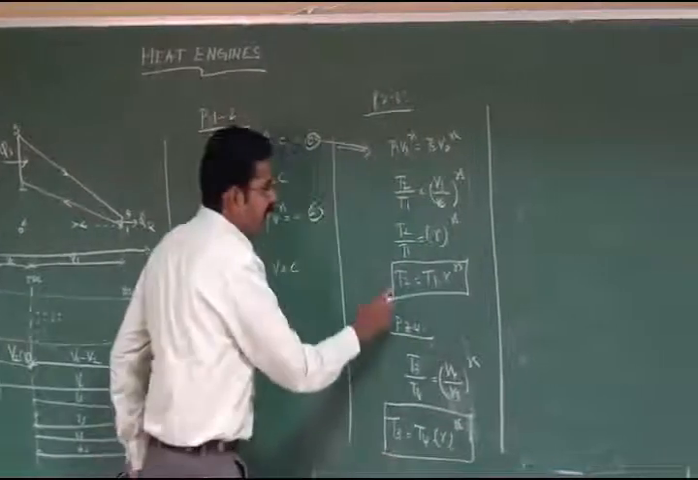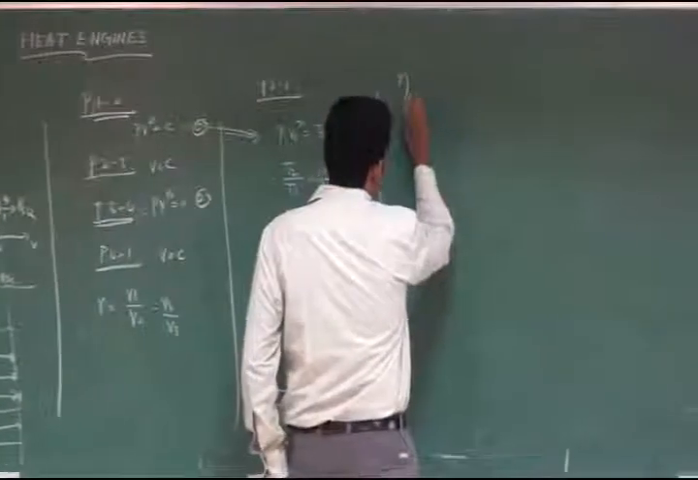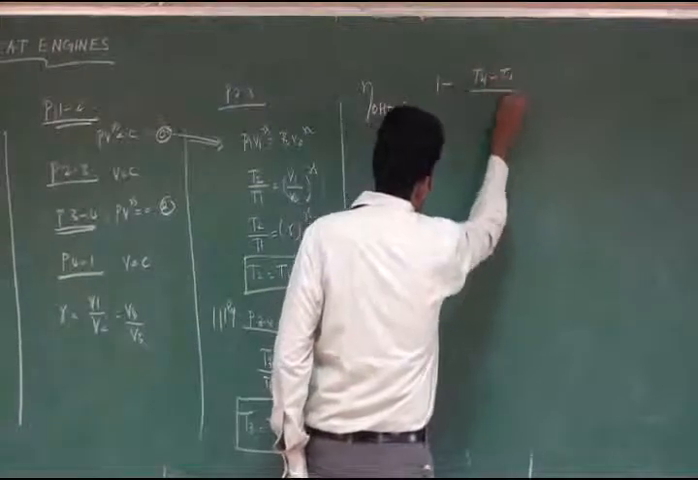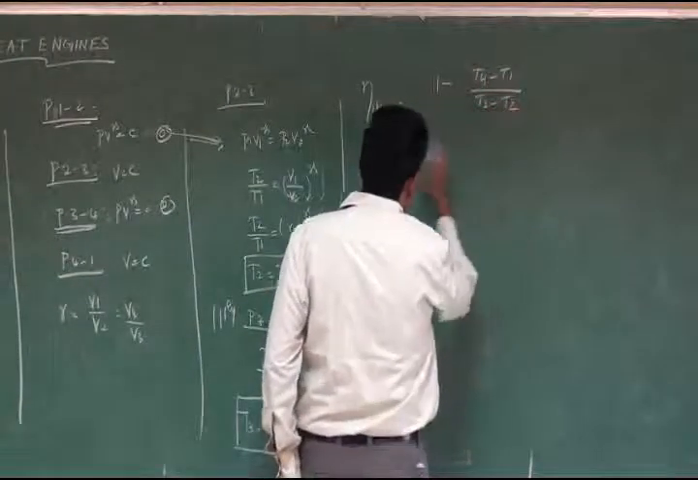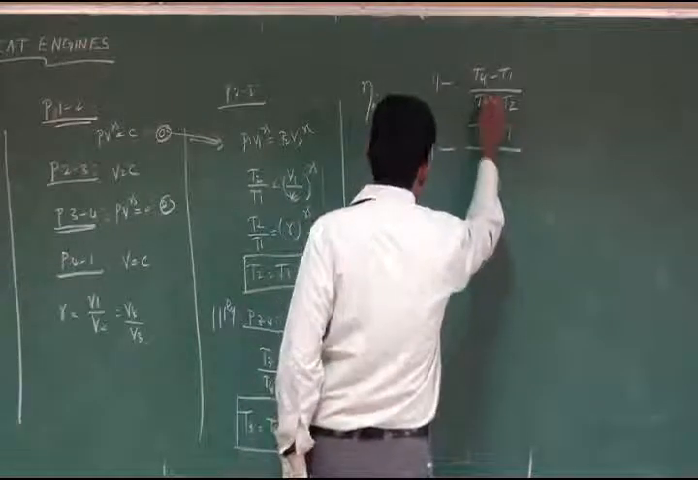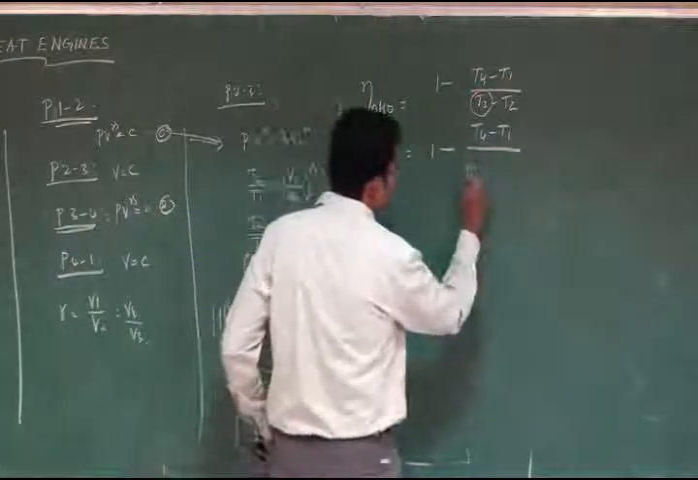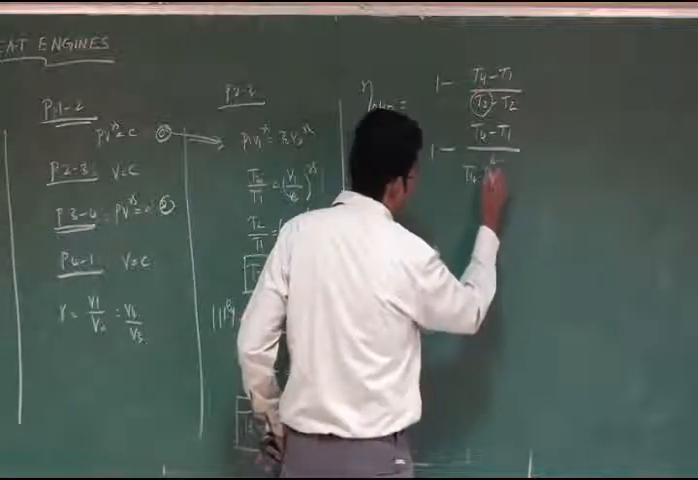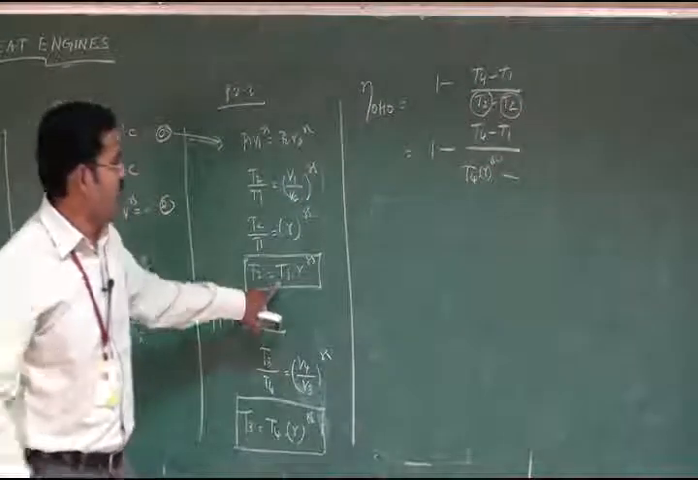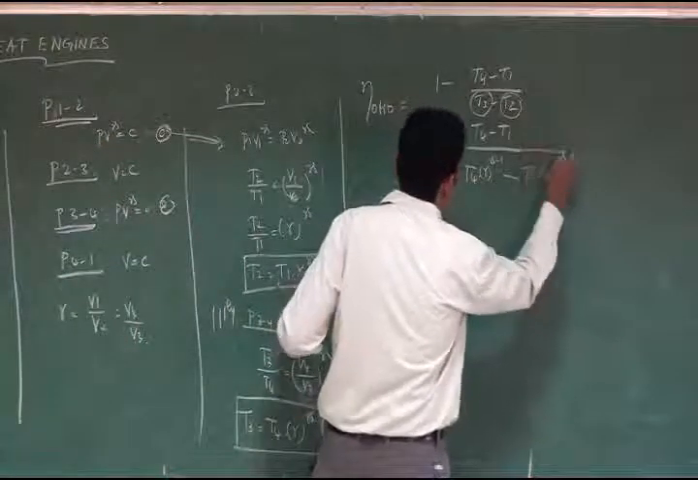Now we are going to substitute the T2 and T3 values in equation number 1. Efficiency of Otto is equal to 1 minus T4 minus T1 divided by T3 minus T2. Here I keep 1 minus T4 minus T1 as it is, and instead of T3 I am going to substitute this value, that is T4 into R to the power of gamma minus 1, minus, instead of T2, this value, that is T1 into R to the power of gamma minus 1.